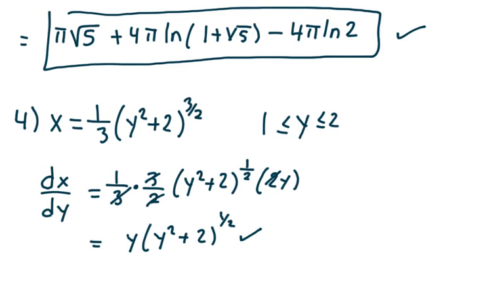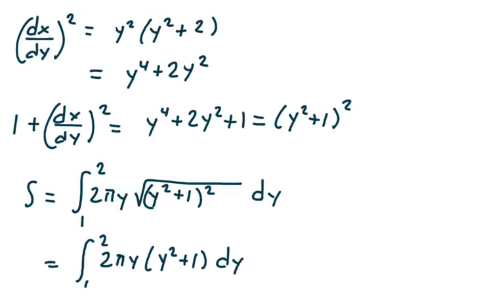Square both sides. And when I do, I get (dx/dy) raised to the second is y squared times (y squared plus 2). And if I distribute the y squared inside, I get y to the 4th plus 2y squared. Now what I want to do is add 1 to both sides. And so 1 plus (dx/dy) squared is y to the 4th plus 2y squared plus 1, which can be written as (y squared plus 1) raised to the second.